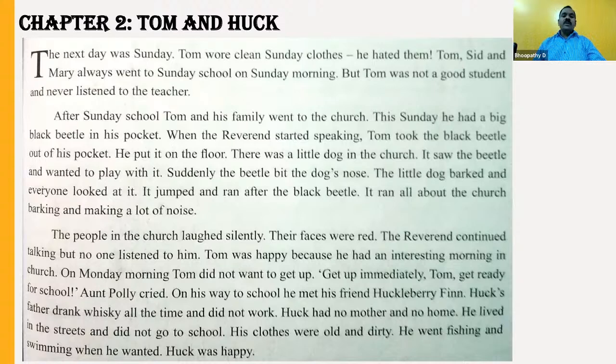And in the second chapter, on Saturday, the painting of the fence happened. Coming to the Sunday, it was a holiday. The next day was Sunday, and Tom wore clean Sunday clothes. Actually, he did not like wearing clean clothes. He did not like going to school. He did not like attending church prayer also.